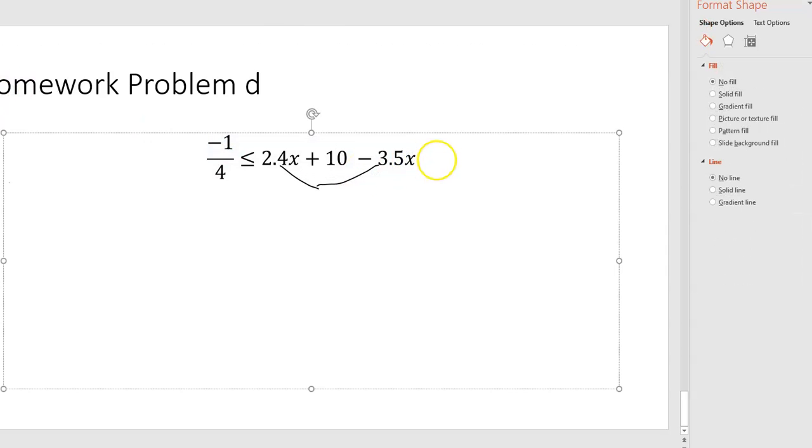Hey, I just forgot how to do that. Okay, that gives me the negative 1/4 here is less than or equal to, and then 2.4 minus 3.5 is negative 1.1x plus 10. So my next step is I'm going to minus a 10 from both sides. So I minus a 10 here, and I minus a 10 here.